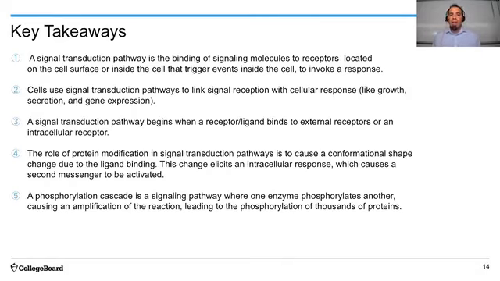The role of protein modification in signal transduction pathway is to cause a conformational shape change due to the ligand binding. The change elicits an intracellular response, which causes the second messenger to be activated. So again, if you're like, what's he talking about? Go back a couple slides, and that drawing that I did, you can see that there. And finally, a phosphorylation cascade is a signaling pathway where one enzyme phosphorylates another, causes an amplification or speeds up the reaction, leading to the phosphorylation of thousands of proteins.